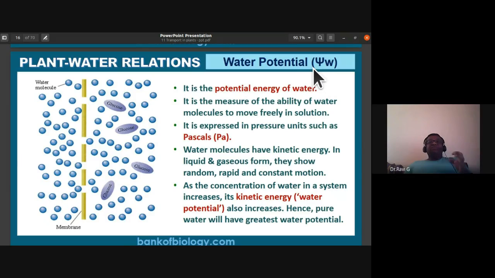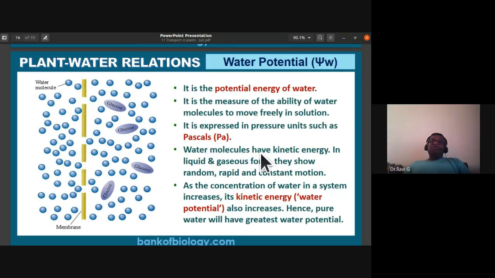It is a measure. We are measuring the ability of water molecules to move freely within a solution. So the water potential is expressed in pressure units such as pascals, or Pa.